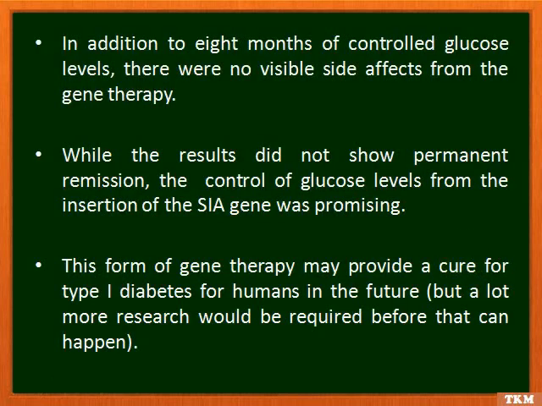Now, in addition to 8 months of controlled glucose levels, there were no visible side effects from the gene therapy. Another good positive response. While the results did not show permanent remission, the control of glucose levels from the insertion of SIA gene was promising. This form of gene therapy may provide a cure for type 1 diabetes for humans in the future, but a lot more research would be required before that can happen.